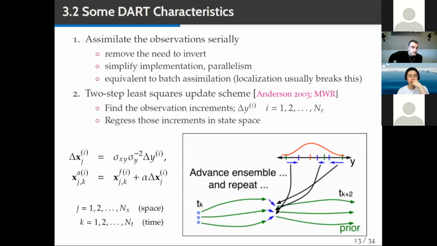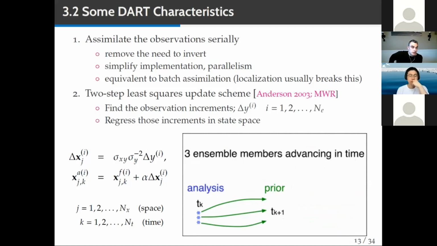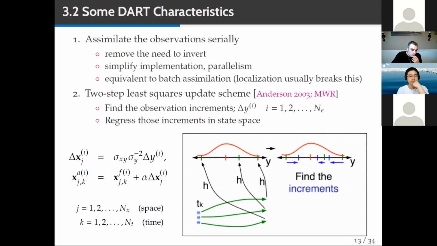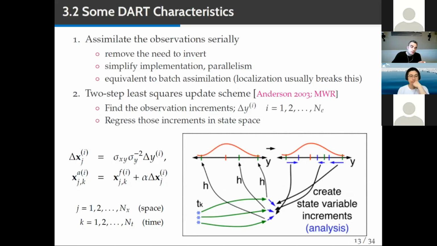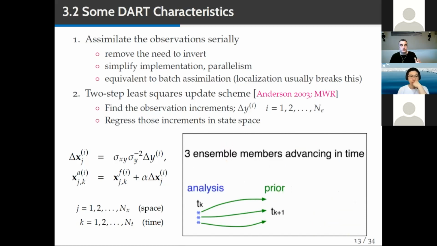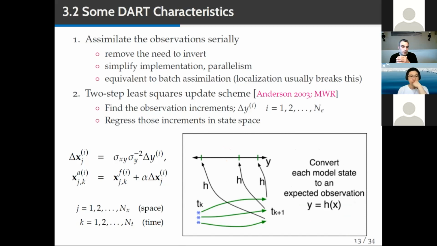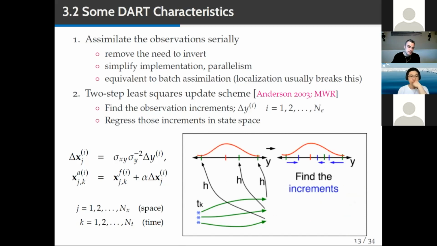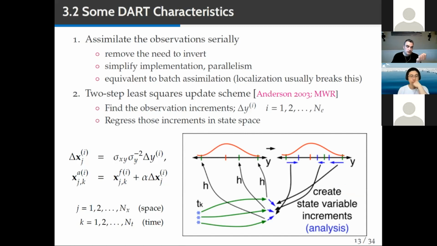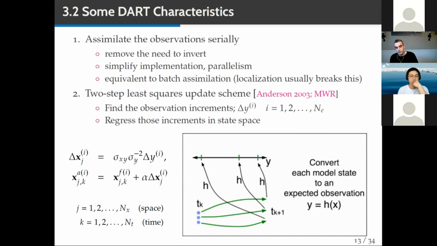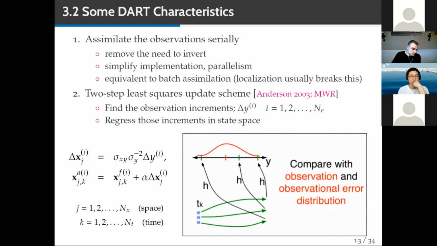On top of serial assimilation, Dart also applies a two-step least squares updating scheme, and this is what you see here in the animation. There are three members in here. You first find the observation increments: you calculate the observed ensemble and compare it with the observations. You find some increments, and you take those increments and regress them by linear regression back to the state, and you move forward that way.